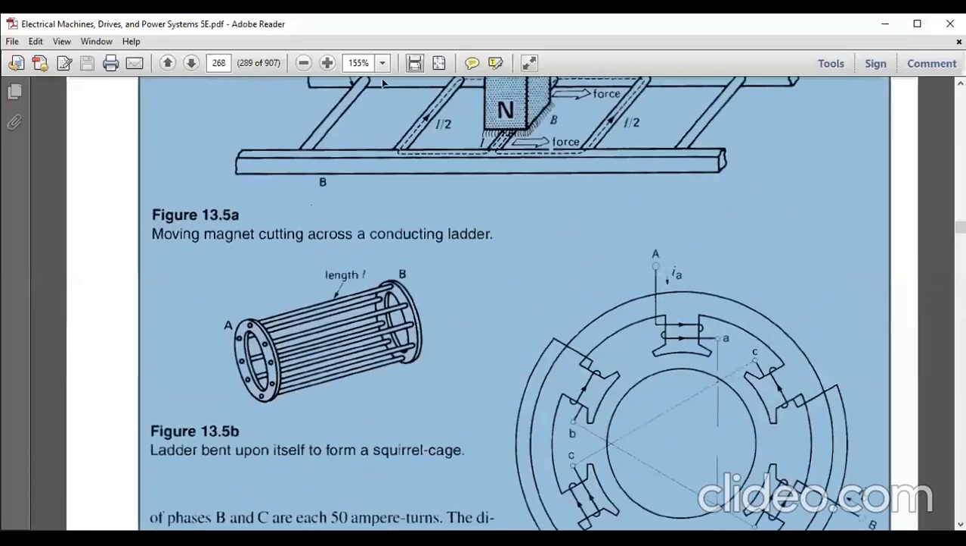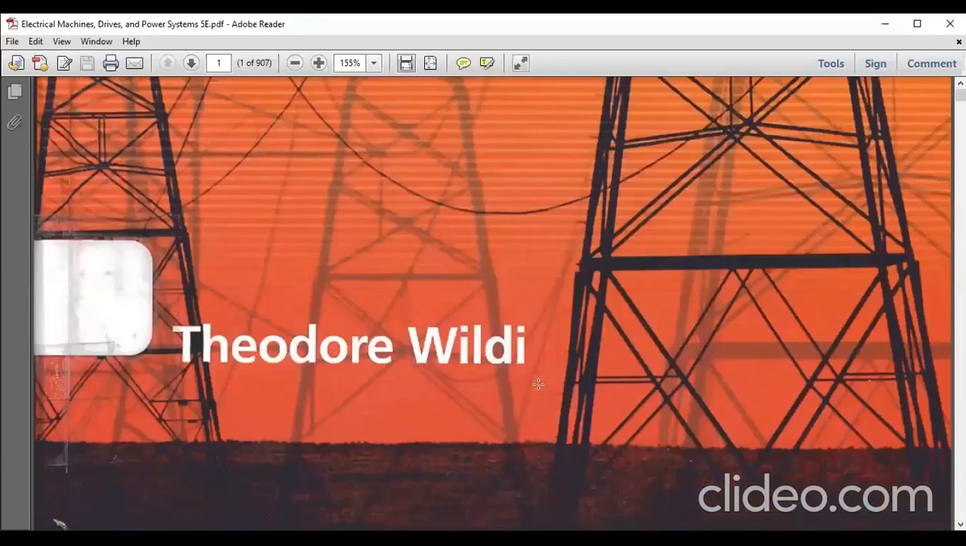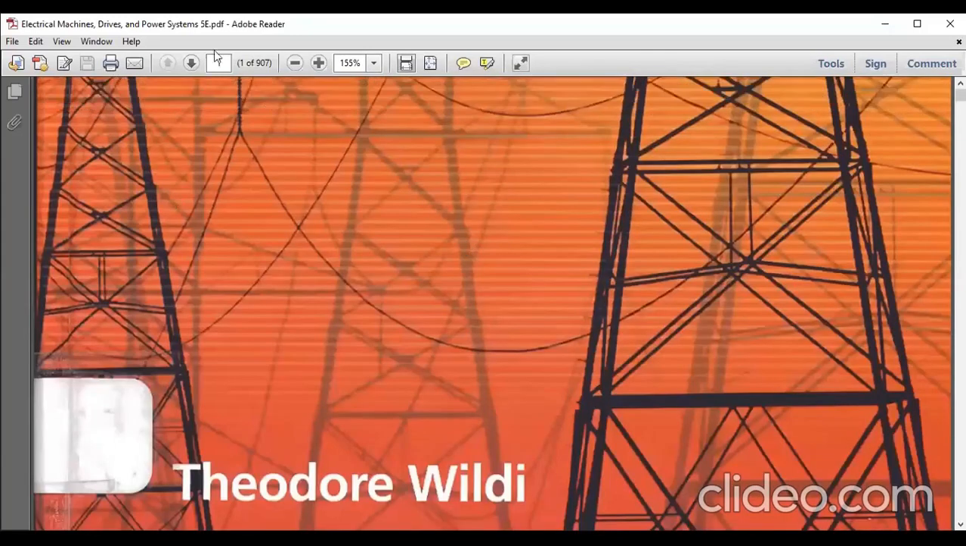Okay, so I would like to share the screen. This is the textbook I have referred to today for this explanation. So, one second. This is the textbook, Electrical Machines, Drives and Power Systems by Theodore Wildi.